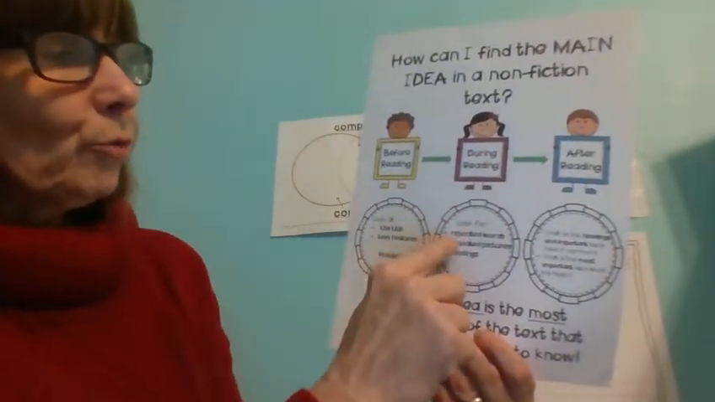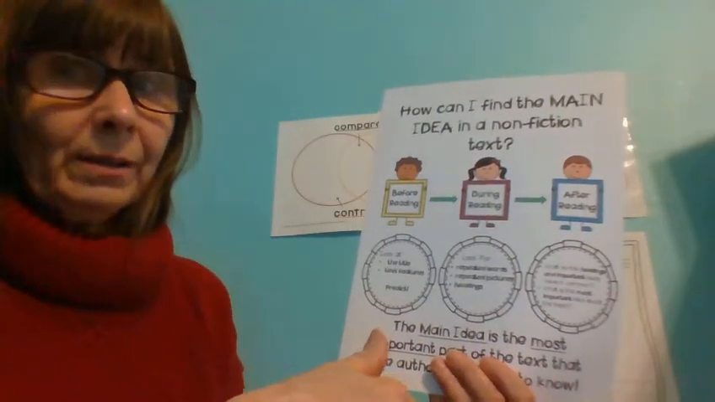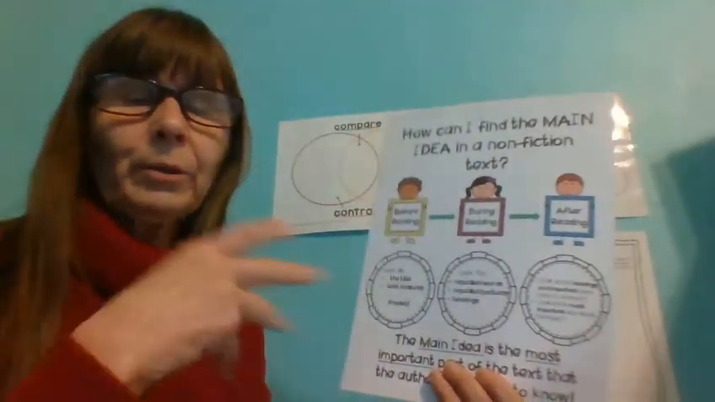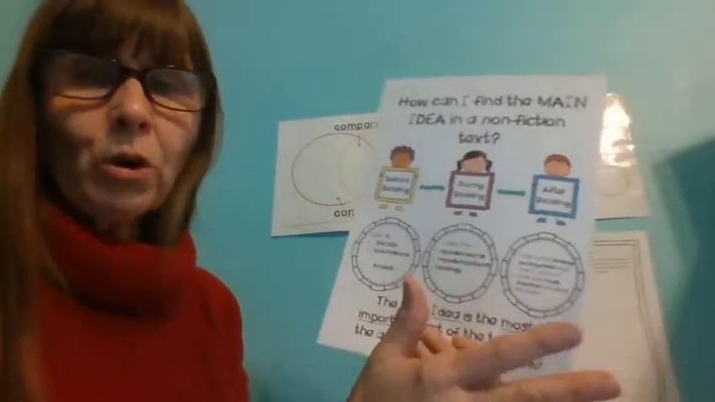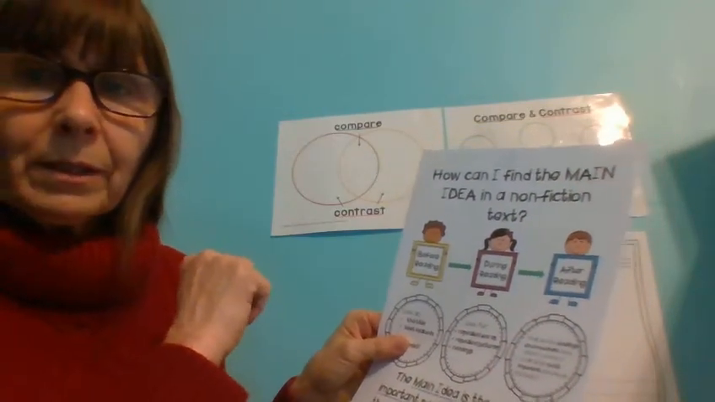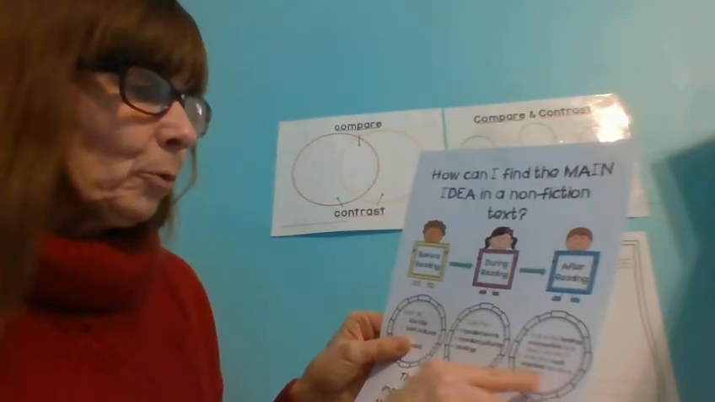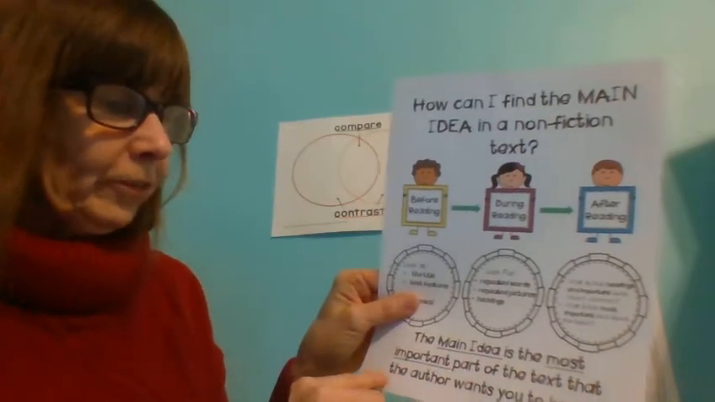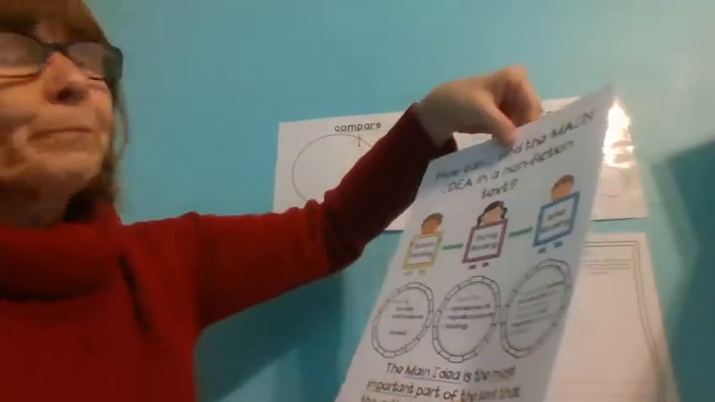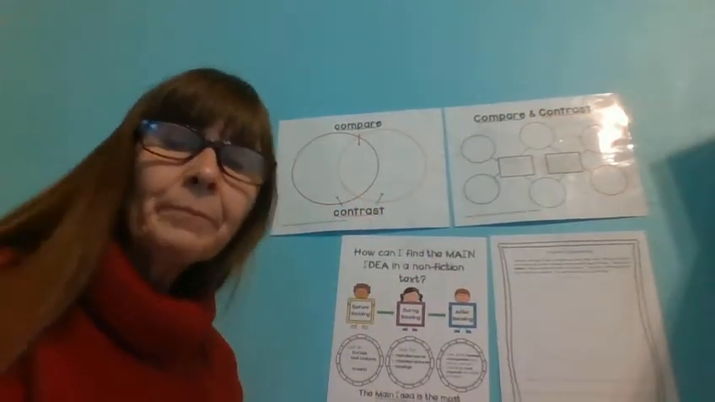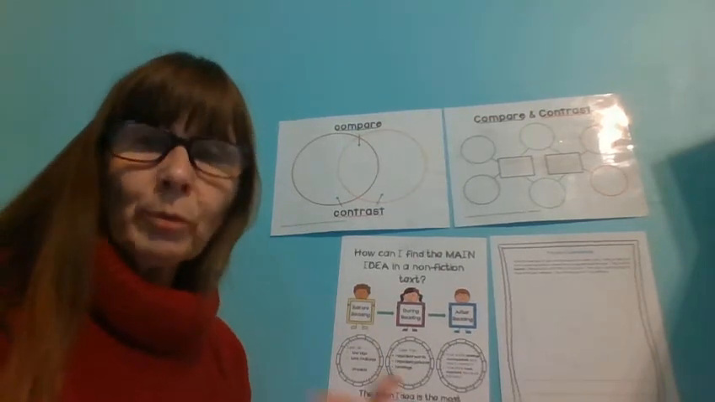Then during reading, you look for words that keep being said over and over again. That's usually an indication of what it's about. Repeated pictures that all go together around a central theme, and headings. Those are all clues to the main idea in nonfiction. After you read, what do the headings and important ideas have in common? How are they all together? And what is the most important idea about the topic? The main idea is the most important part of the text that the author wants you to know. So, if we think about author's purpose, are they trying to persuade, inform, or entertain? And nonfiction is there to inform.